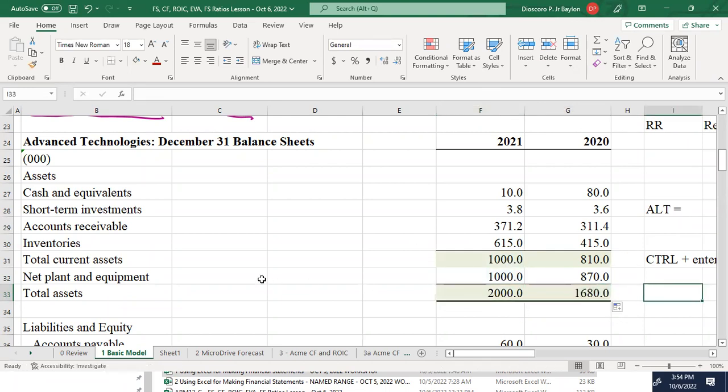All right. So we now have, for the balance sheet, the assets.